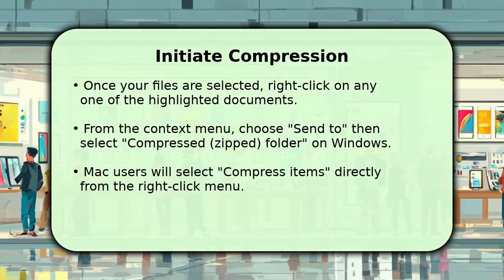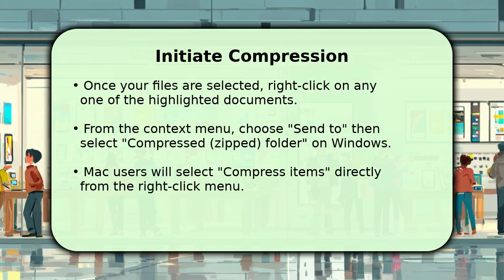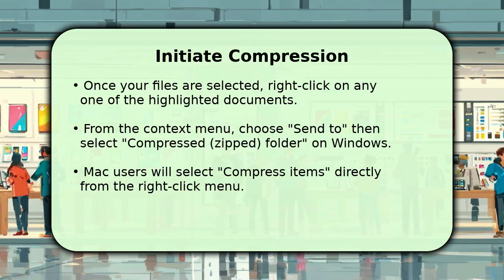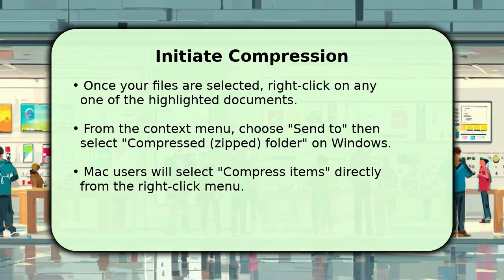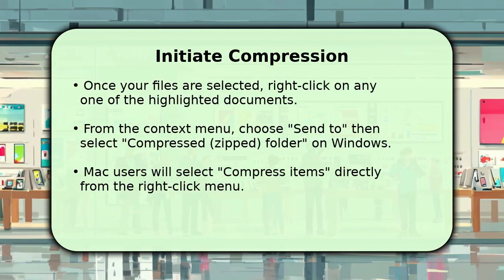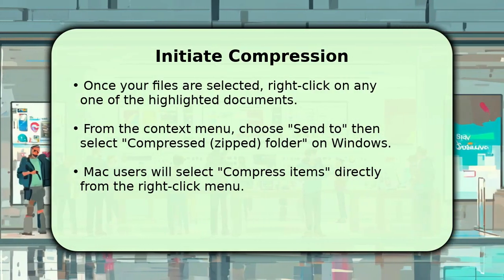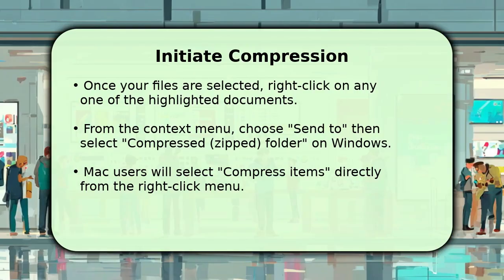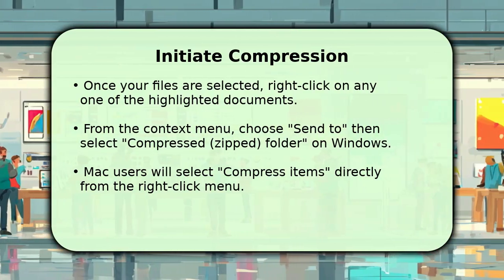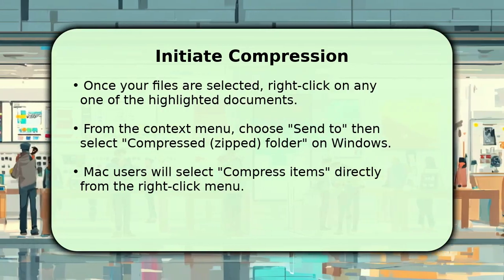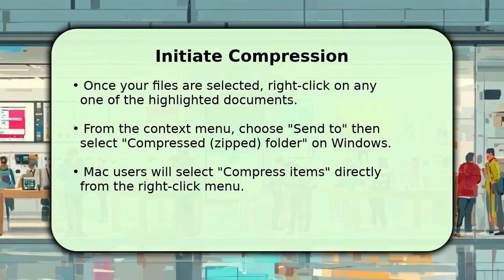Once your documents are selected, gently right-click on any one of the highlighted files. A menu will instantly appear, offering several options for action. On a Windows machine, navigate to Send To, then choose Compressed, Zipped folder to initiate the process. Mac users will find a direct option labeled Compress Items. Your operating system will then swiftly create a new, single ZIP file, ready for your custom renaming.